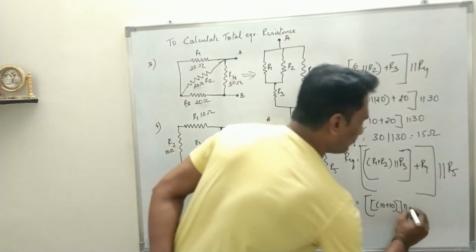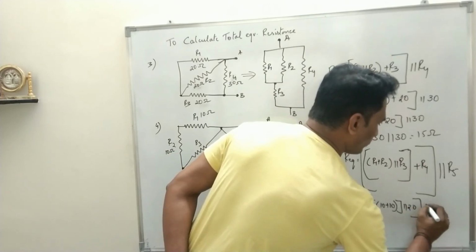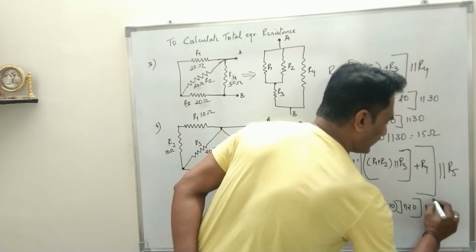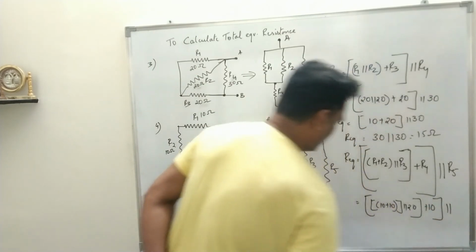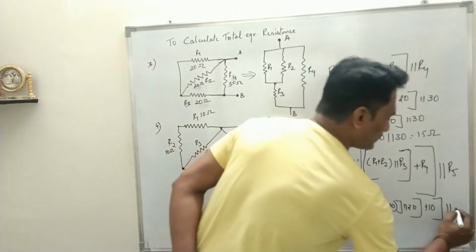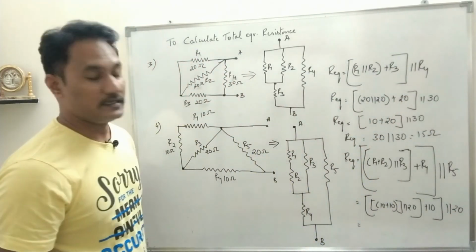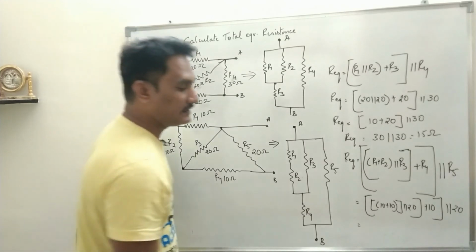R3 is 20, plus what is R4? R4 is 10, and this entire combination is parallel to R5, which is 20. So now what is 10 plus 10? 10 plus 10 is 20. 20 parallel 20 is 10.